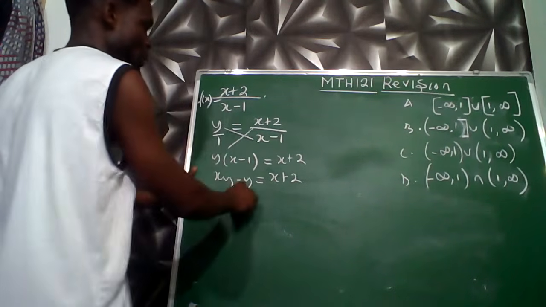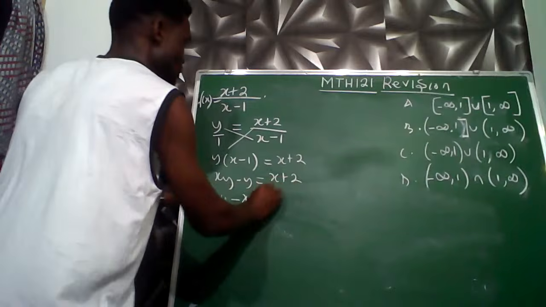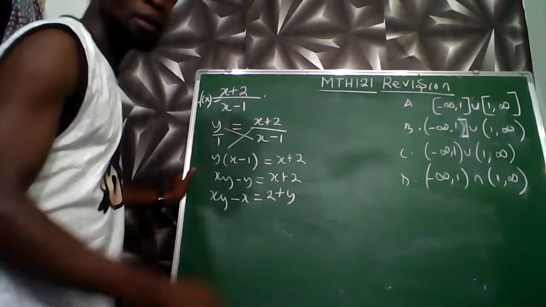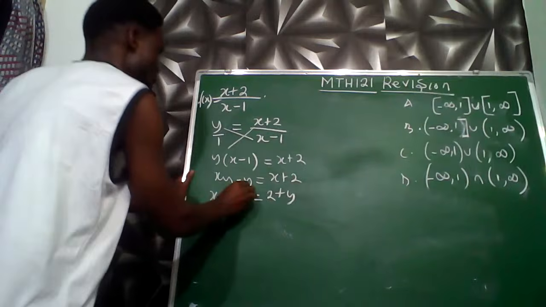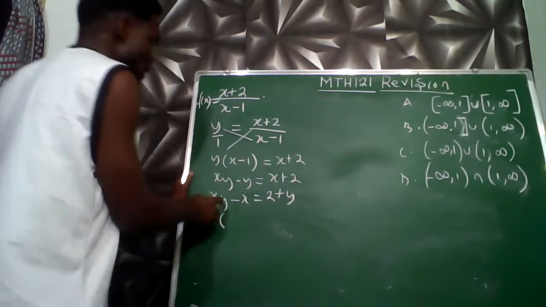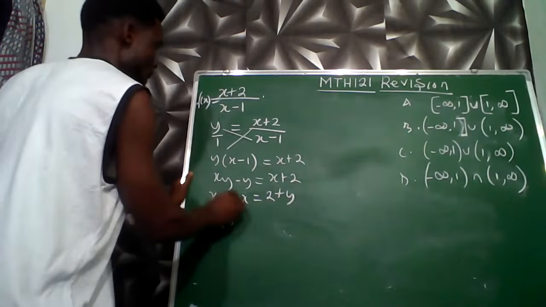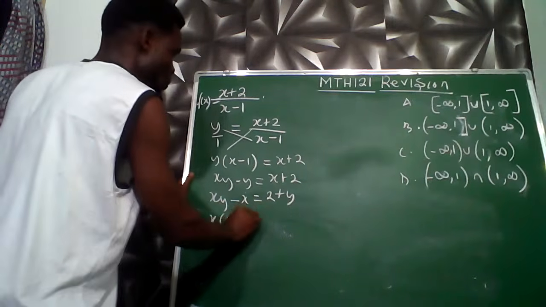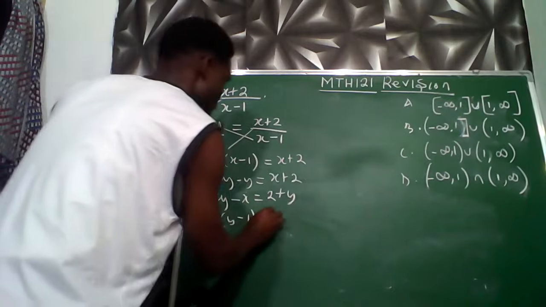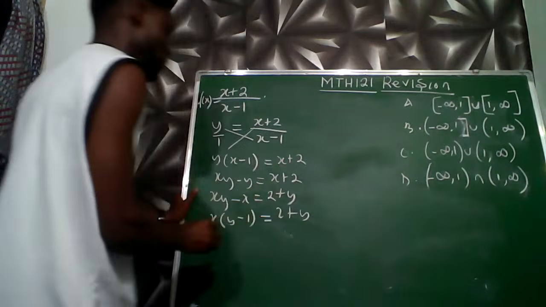This x will cross and become minus x equals to 2. Minus y will cross and become plus y. Next, x is common here, x is common here. I will factor out one x. What am I left with here? Y minus, what am I left with here? 1. Remember, I have factored out this x. Okay, equals to 2 plus y.